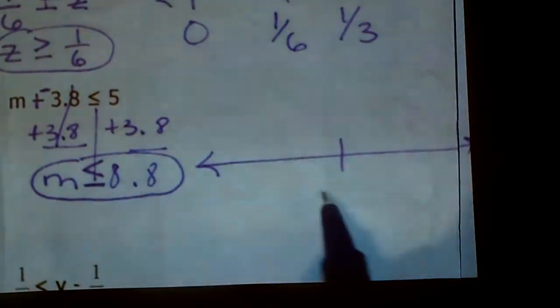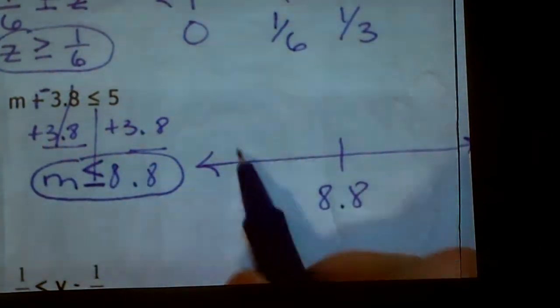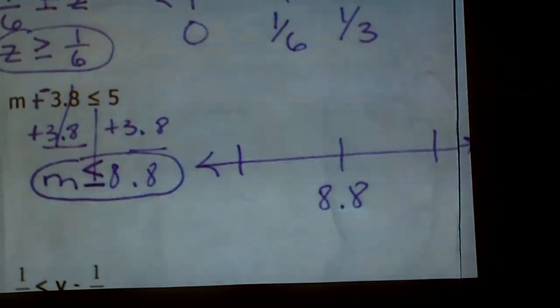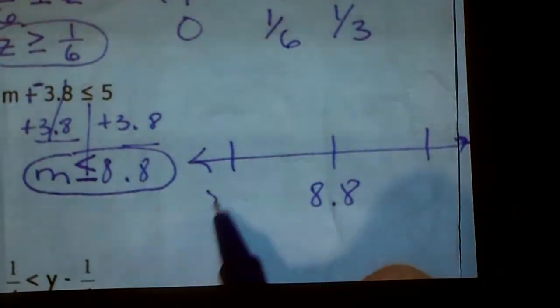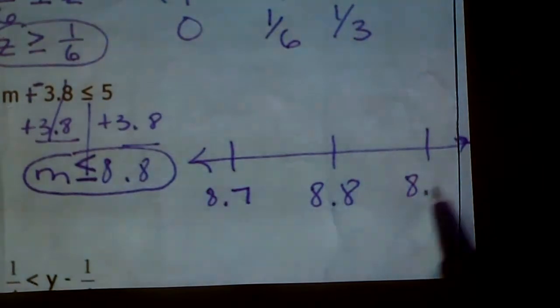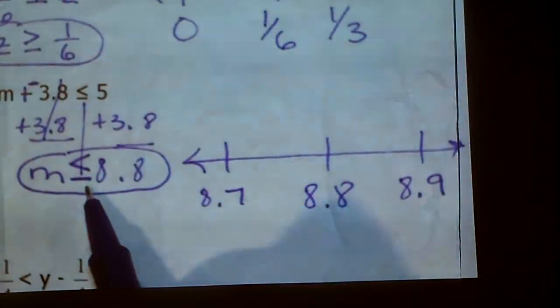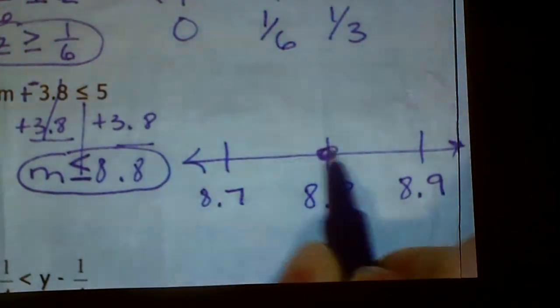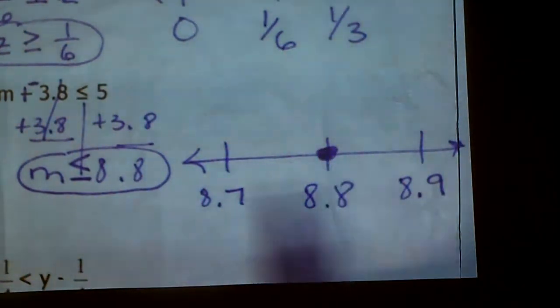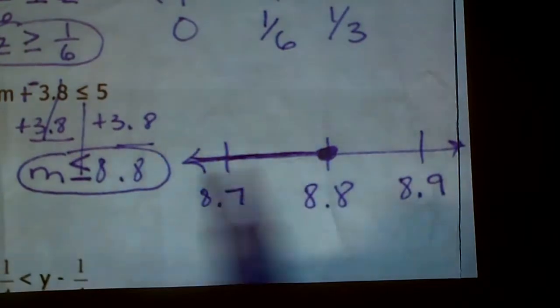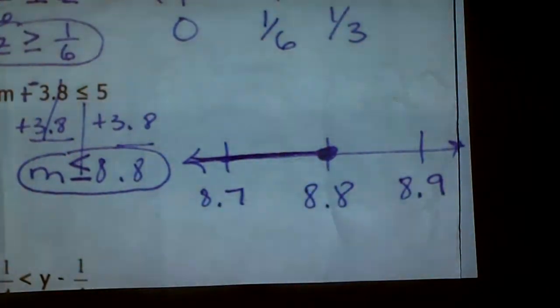Let's graph it. I'm going to write 8.8 in the center. And whenever I see tenths place, I just usually like to go with it. So that would make this 8.7, and that would make this 8.9. It says that m is less than or equal to. That means I'm going to use a closed circle on the 8.8 and shade all the values that are less than that. So less than means to the left.